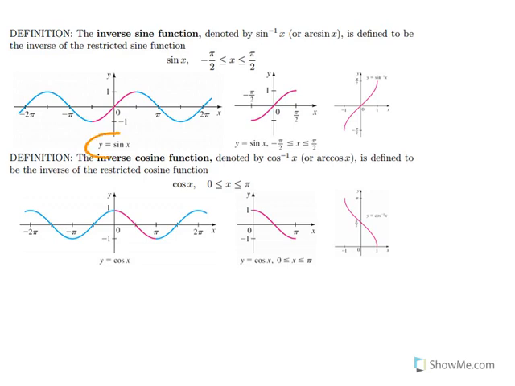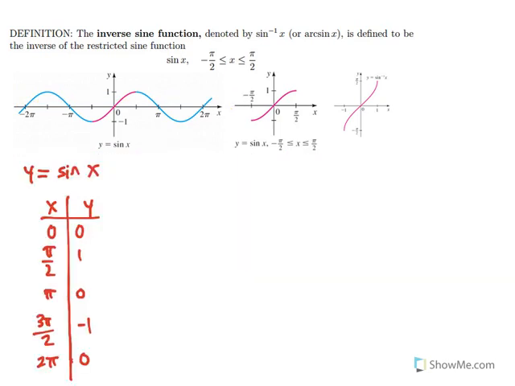So here we have the graph of y is equal to sine x. And you can see that the graph fails the horizontal line test. There's more than one point that passes through a horizontal line that you draw through the graph, which means it's not one-to-one, and therefore it does not have an inverse function. You can see that the function y is equal to sine of x is not one-to-one just by looking at these ordered pairs that belong to the sine function.